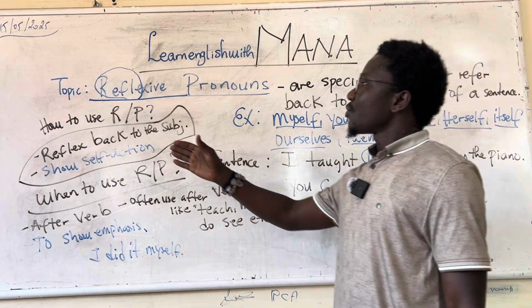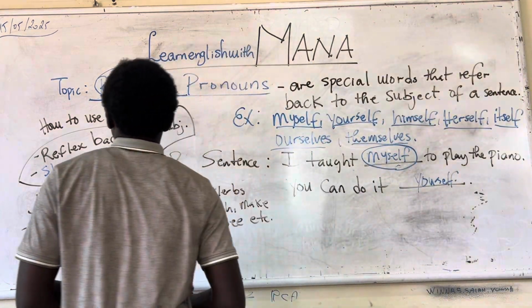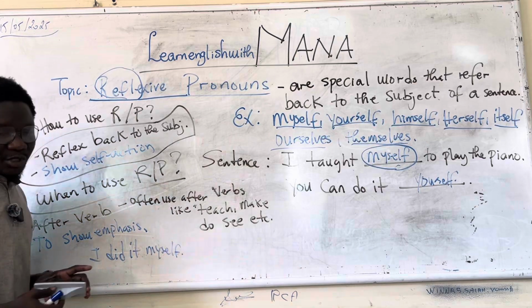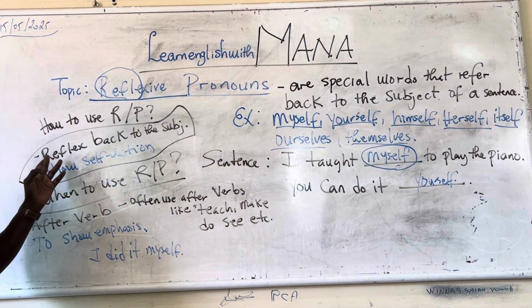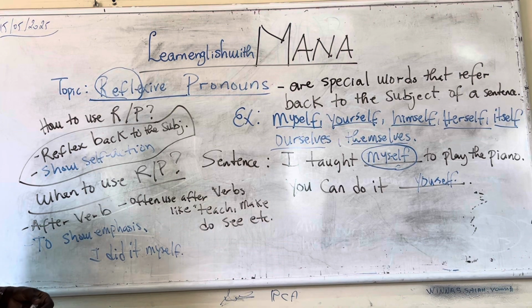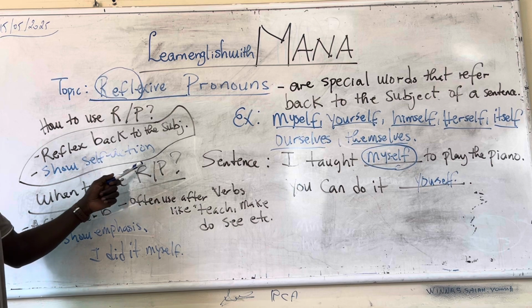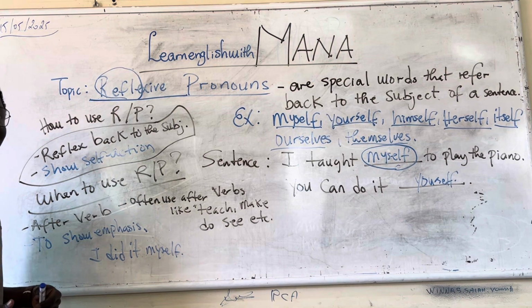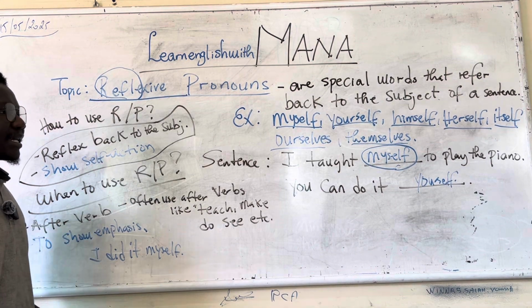Great. How to use reflexive pronouns? We have two important points captured here. The first one we say is reflect back to the subject, which is very key that you need to know. And a reflexive pronoun also shows self-action. All right, the action that you yourself do, you are showing it back.